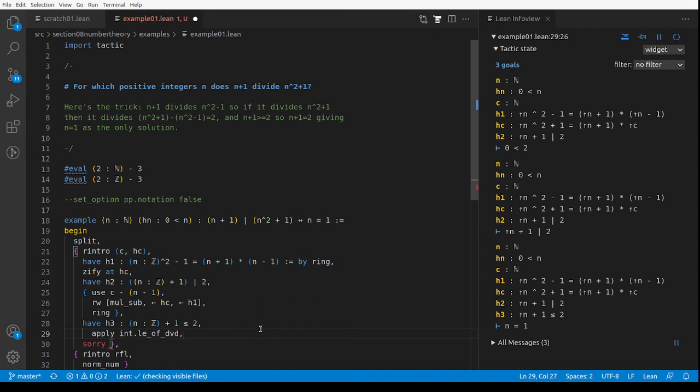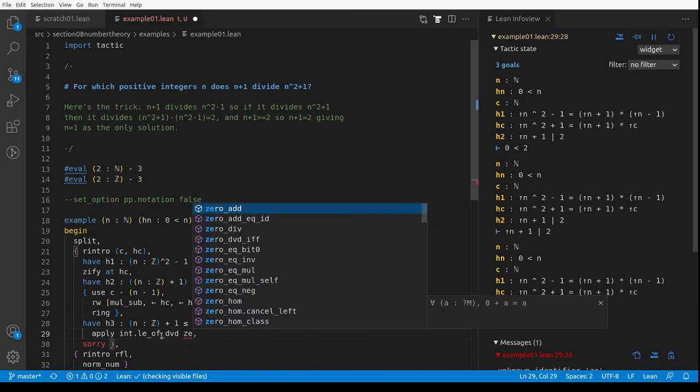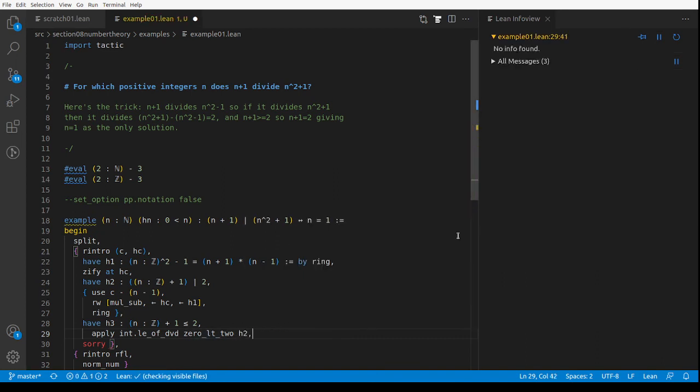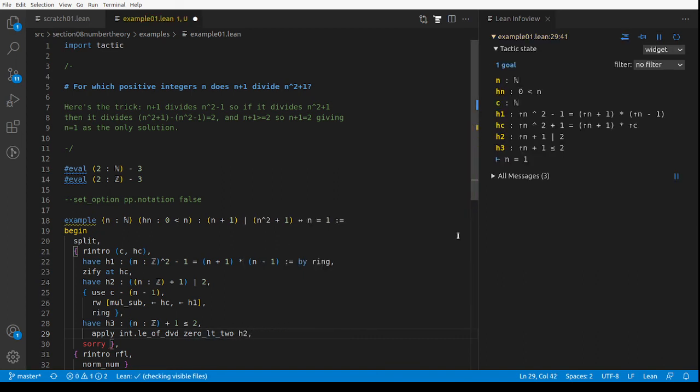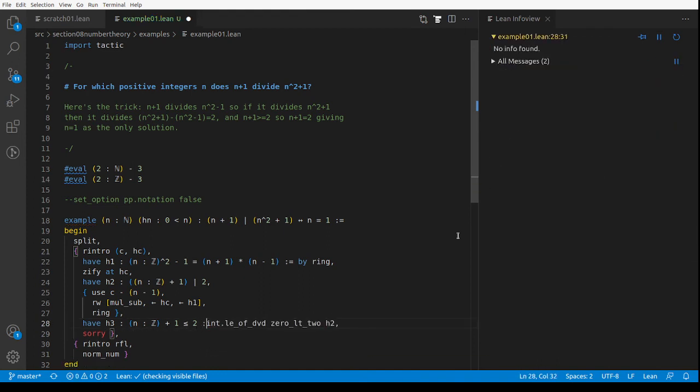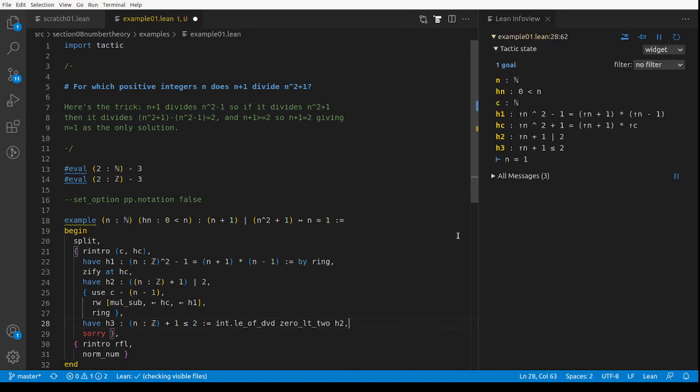Yeah, this looks good. We've now got 3 goals. We've got to prove that 2 is positive and n plus 1 divides 2, which is H2. So int dot LE of dvd wants to prove that 2 is positive, and that's called 0 LT 2 as far as I know. And then it wants to prove that n plus 1 divides 2. That's why we have 2 goals, not 1, because int le of dvd wants to eat the proof that n plus 1 divides 2, so I can just give it there, H2. There we go. So in fact we could even do colon equals this, I would imagine.